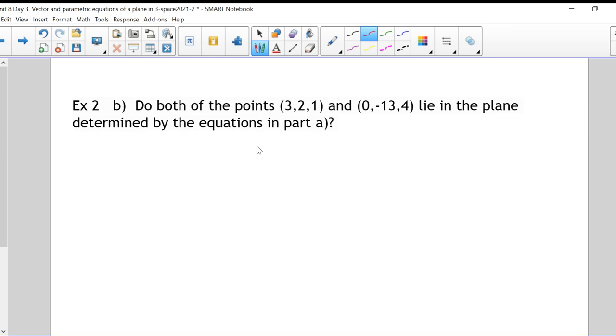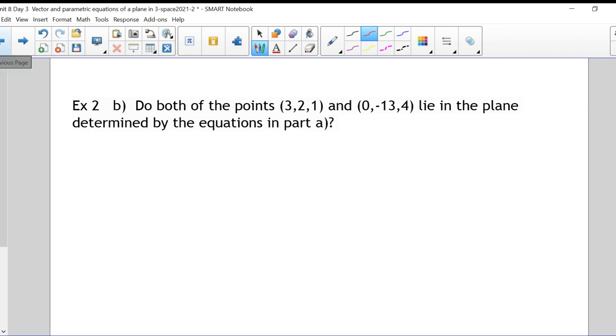Okay, so part B of the same question is, do both of these points lie in the plane determined by the equations in part A? Any suggestions as to how I could determine whether any of these points lies on the plane? We'll take the 3, 2, 1 as an example. Solve for t and m first. Okay, so let's start off with the point 3, 2, 1.